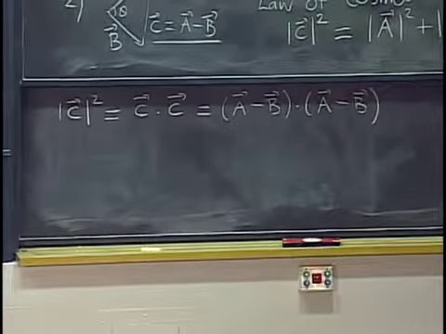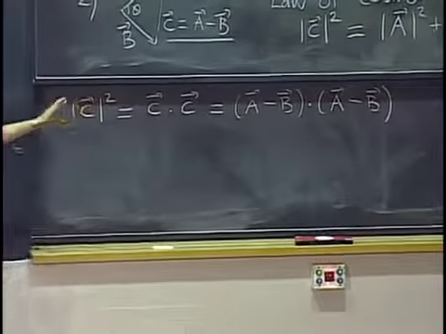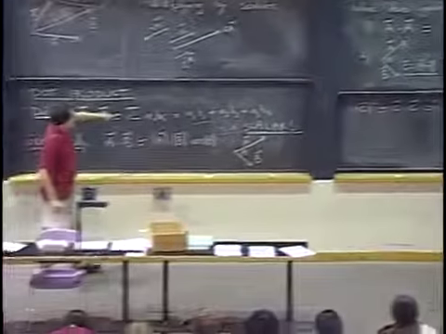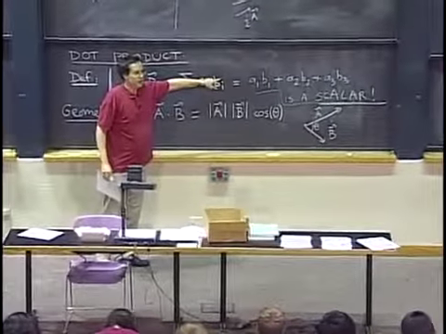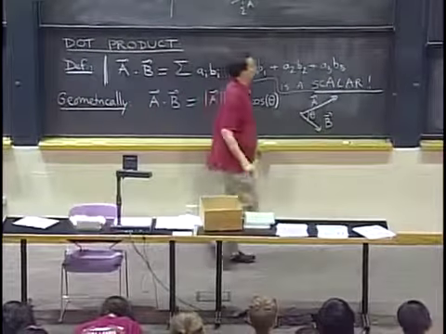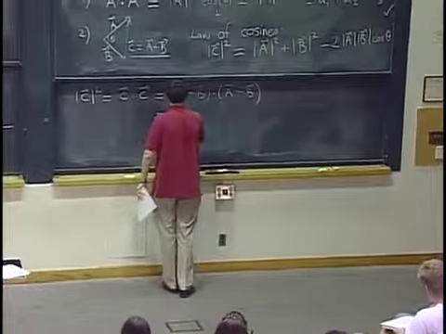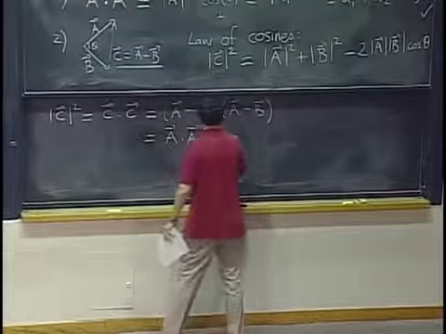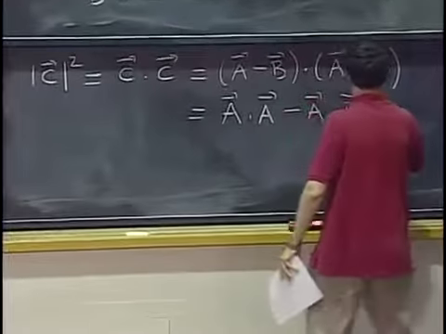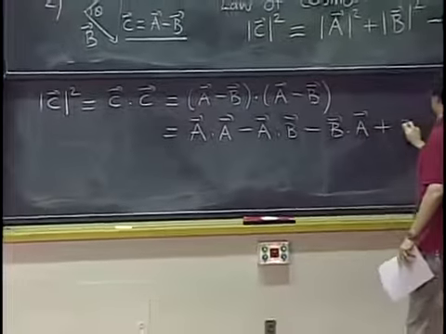Are we allowed to do that? Well, you know, we have this dot product. It's a mysterious new operation. We don't really know. Well, the answer is yes, we can do it. You can check from this definition that it behaves in the usual way in terms of expanding, factoring, and so on. So I can write that as A dot A minus A dot B minus B dot A plus B dot B.